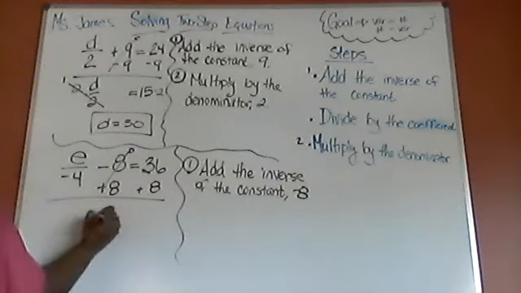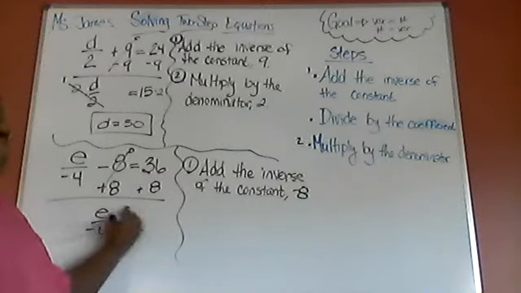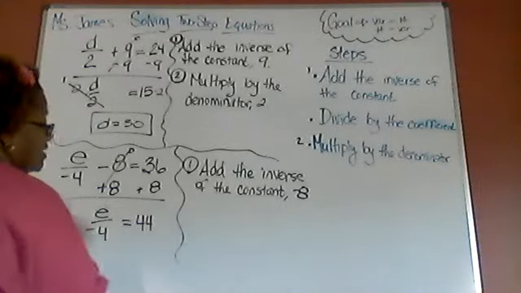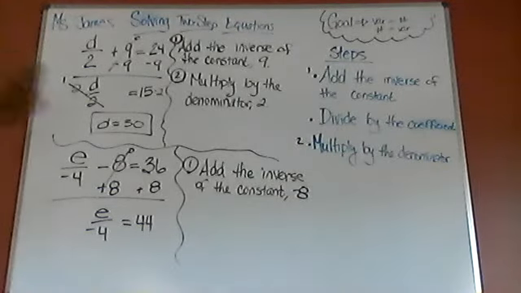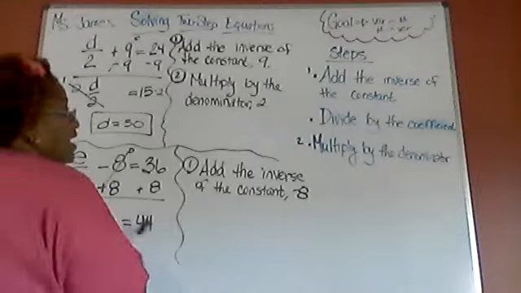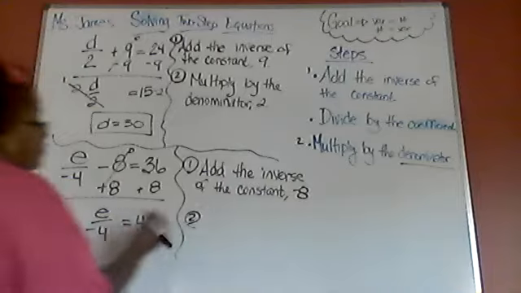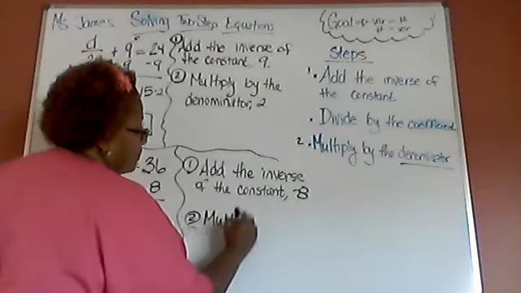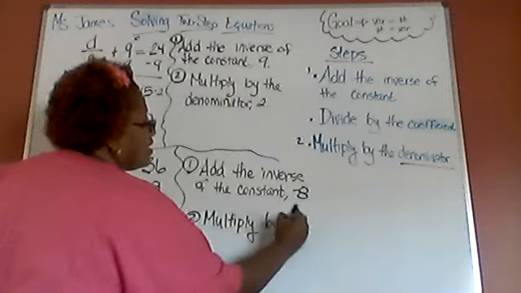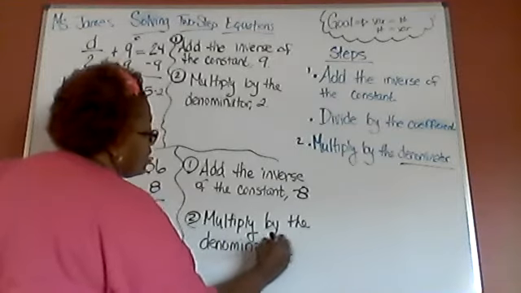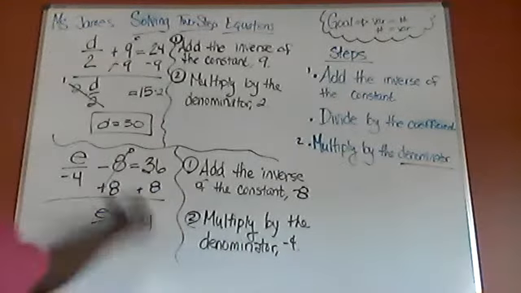This one is going to give me a 0 pair. So I have E over negative 4 is equal to 36 plus 8. And that is 44. Okay? Now, this one was a little bit simpler, but this one we've got to multiply. Why do we have to multiply? We have to multiply because we have a denominator. And my denominator is negative 4. So I'm going to multiply by the denominator, negative 4.